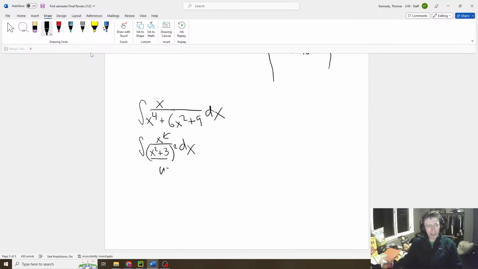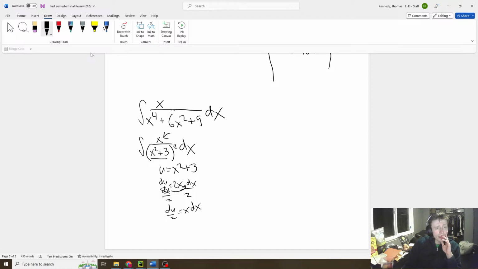And so now we can say u equals x squared plus 3. And we can say du over dx is 2x. And we can multiply the dx to the other side. And I have an x dx instead of a 2x dx, so I can divide by 2 on both sides. We get du over 2 equals x dx.